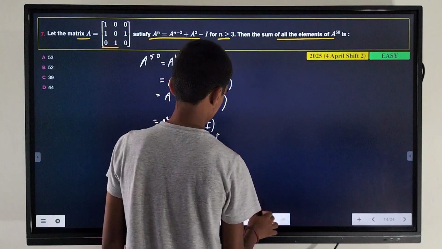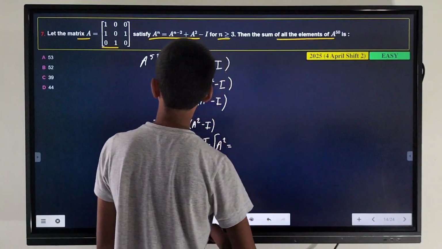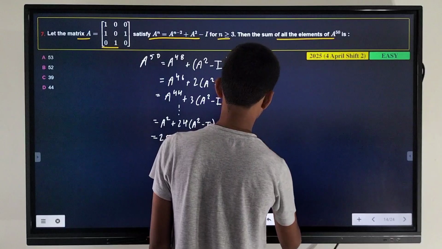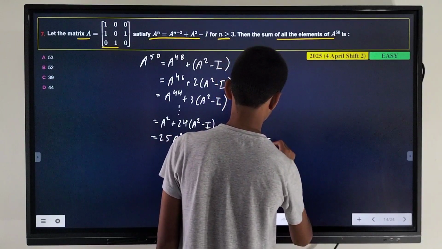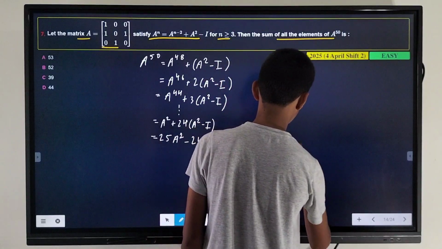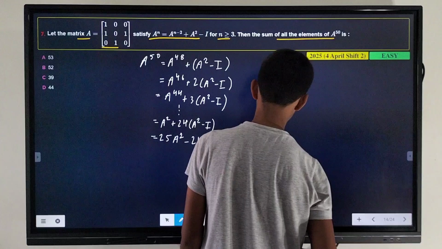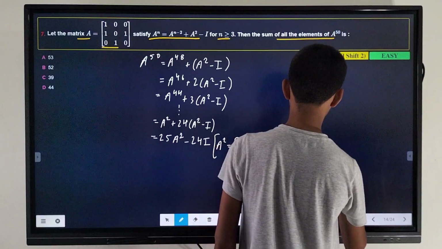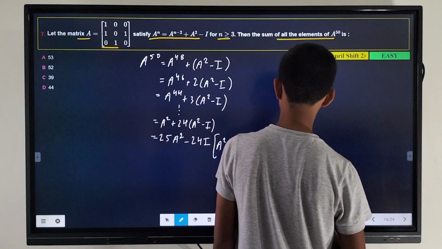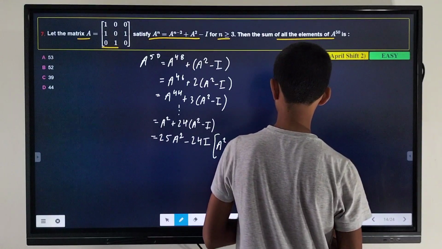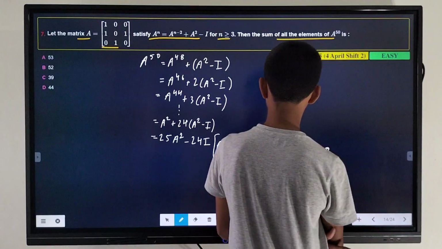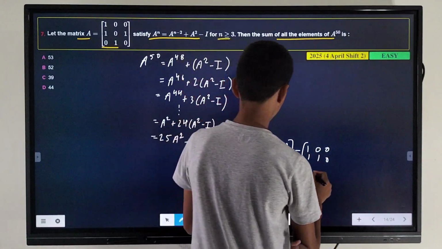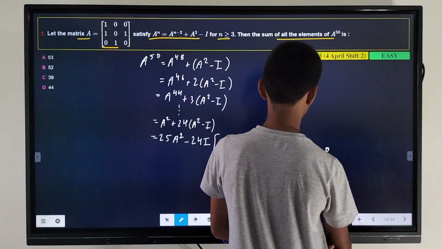Now let's find A square. A square is equal to 1 1 0, 0 0 1, 0 1 0, times 1 1 0, 0 0 1, 0 1 0. This is equal to 1 0 0, 1 1 0, 1 0 1.